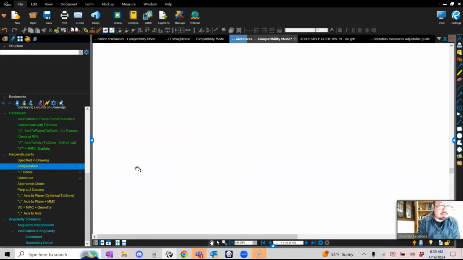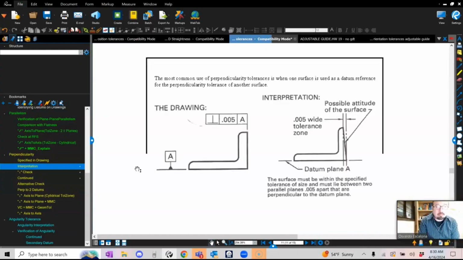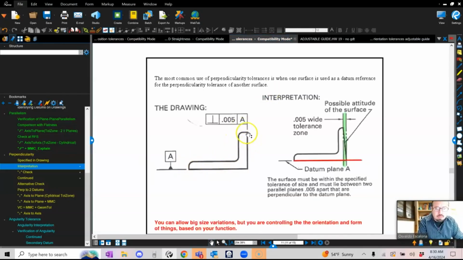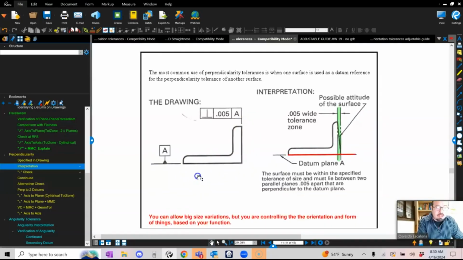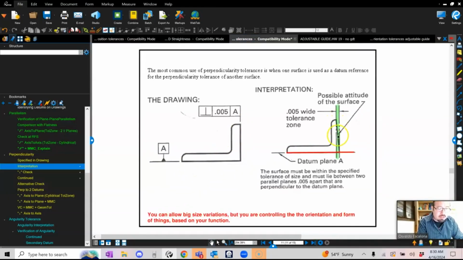Kind of like I already explained it, but it's good to have slides so you can just go refer back to them. This is a plane to a plane. I have an angle in which I am controlling the back surface with respect to the datum. So you guys will notice that if I want to have a surface, the surface has to be within. And as long as it's within those two parallel planes, perfectly oriented, perpendicular to datum A, it all will be good.